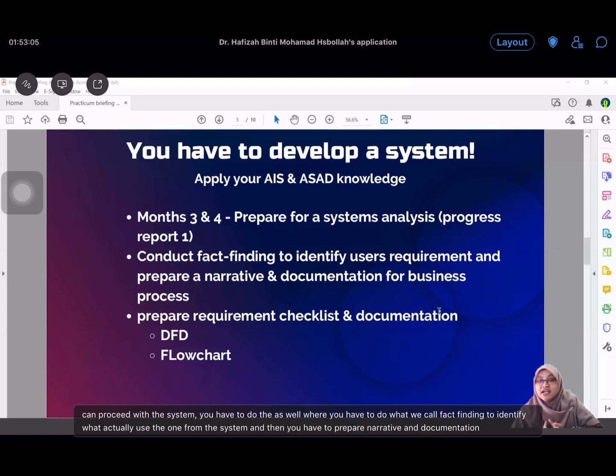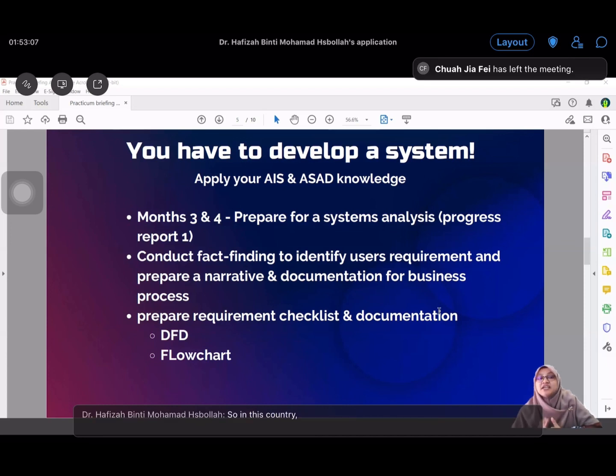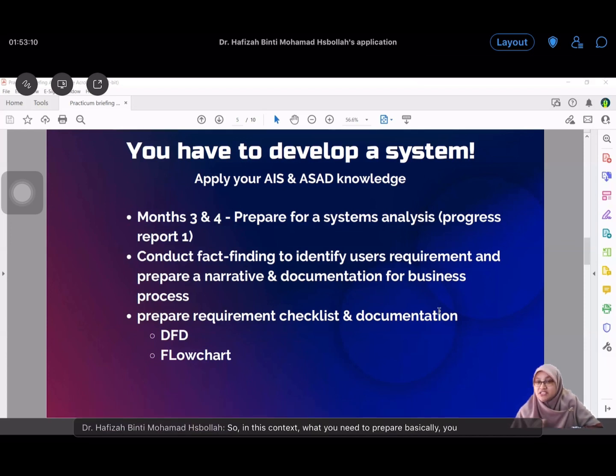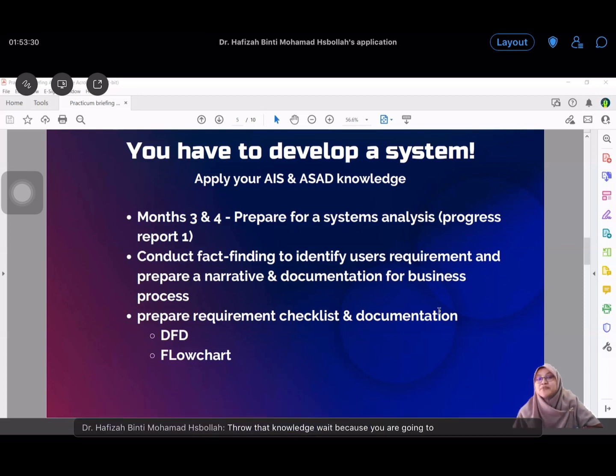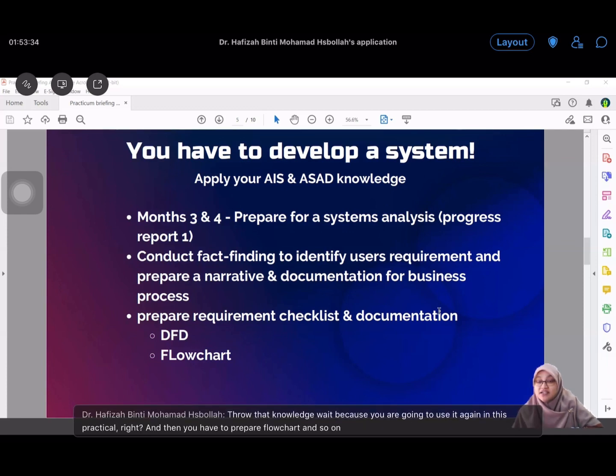So in this context, you start to look into the narrative of the system or the narrative of the business process, and then you start to prepare your context diagram, your DFD level 0, and also the DFD level 1. So that's why when you learn in AIS and ASAD, don't throw that knowledge away, because you are going to use it again in this practicum. Alright? And then you have to prepare flow charts and so on. If necessary, you need to prepare the FDD, functional decomposition diagram, then put it here as well.